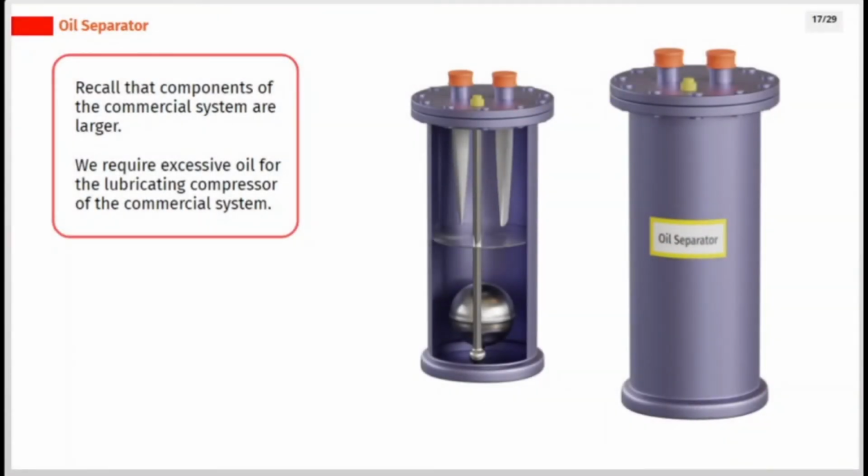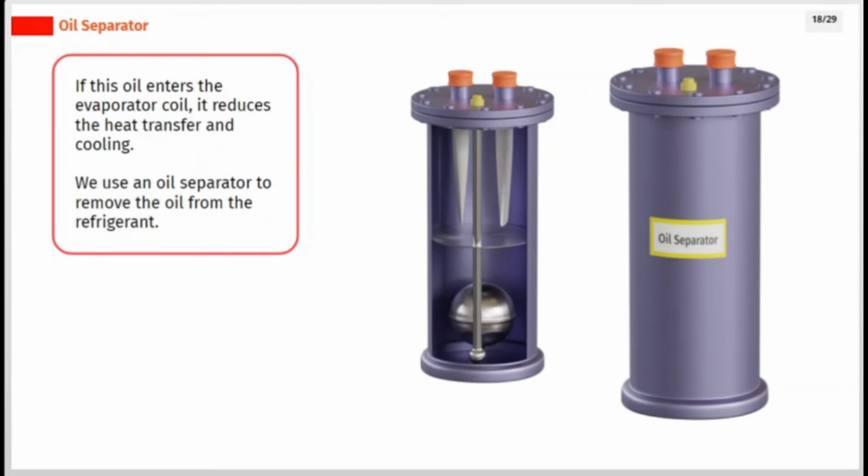Recall that components of the commercial system are larger. We require excessive oil for the lubricating compressor of the commercial system. If this oil enters the evaporator coil, it reduces the heat transfer and cooling. We use an oil separator to remove the oil from the refrigerant.